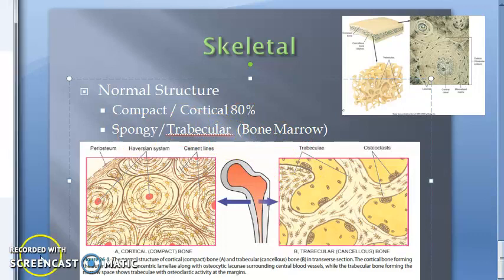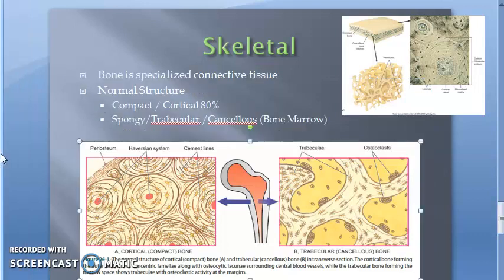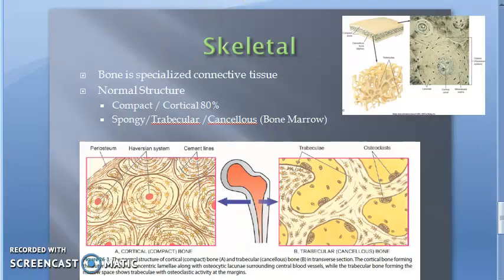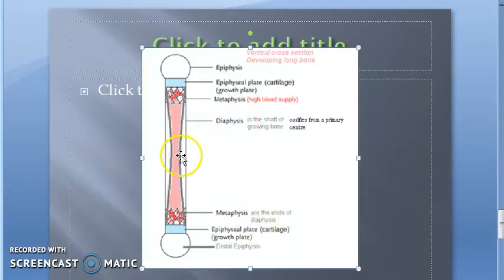Next, moving on. First of all, what is bone? Bone is a specialized connective tissue, correct? What is bone, guys? It is specialized connective tissue. Fine. And there is another word for spongy bone. It's called cancellous bone. Now, do you know the parts of bone? Let's show you the parts of bone.